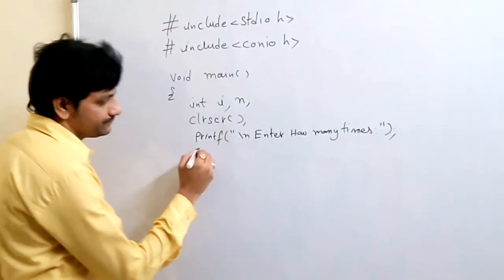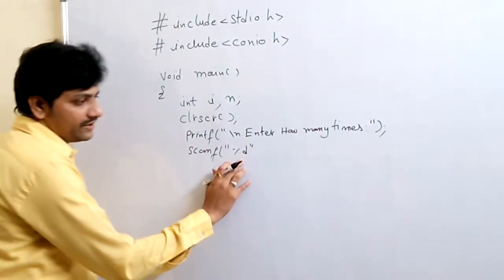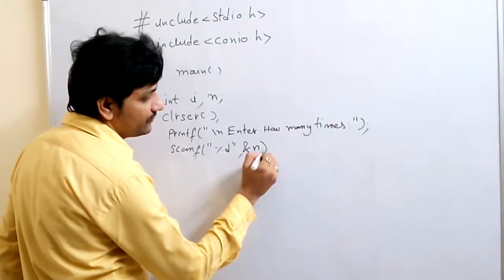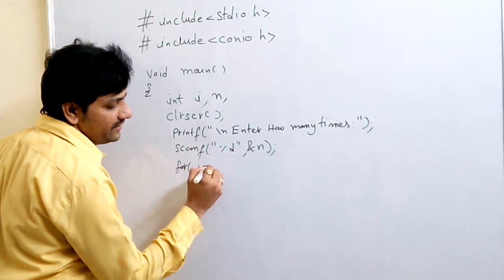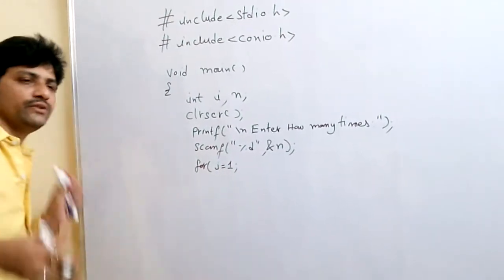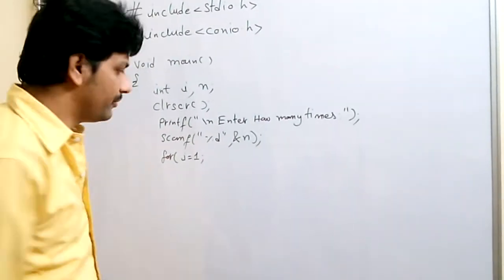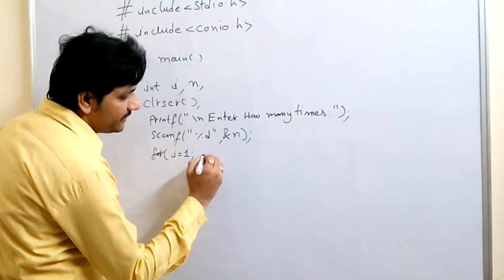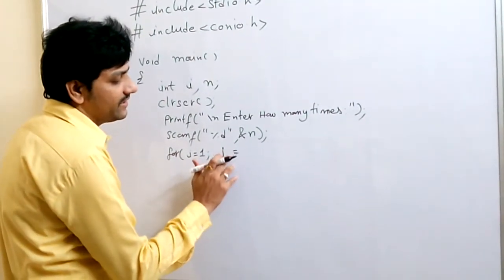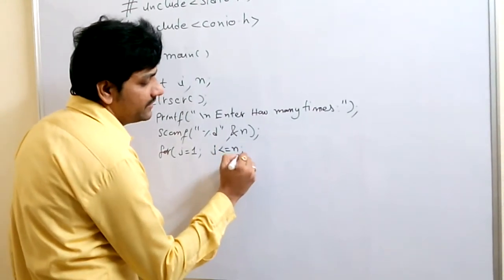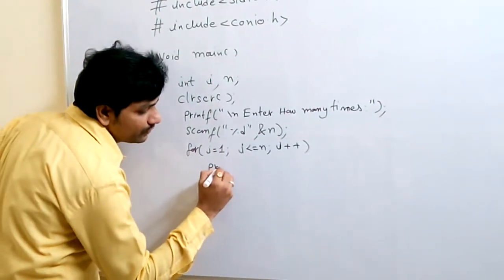So now scanf, %d, you need to enter a digit in which area, address of n. Now in the for loop, i equals 1. You can use it to display in increment order or decrement order, no problem. I am going for increment order. i equals 1, i less than or equal to n, i plus plus.